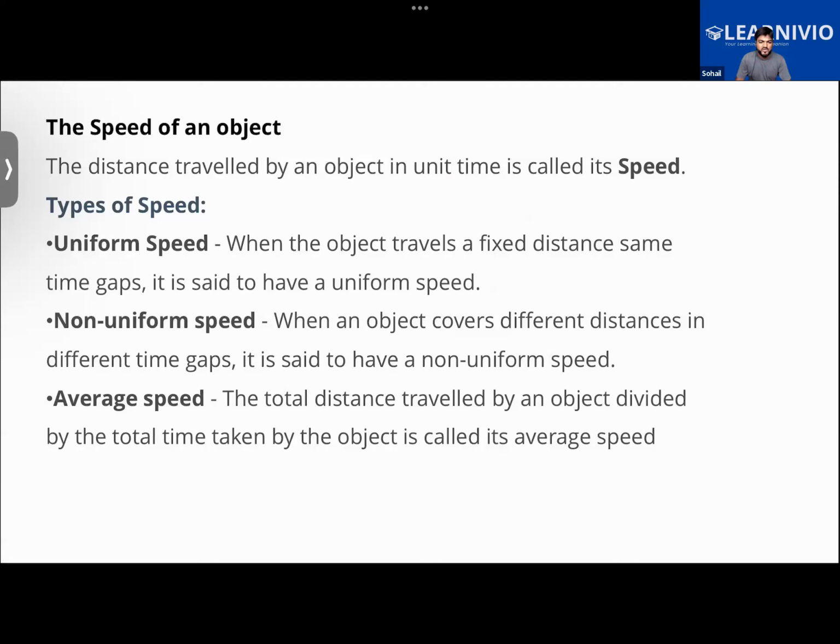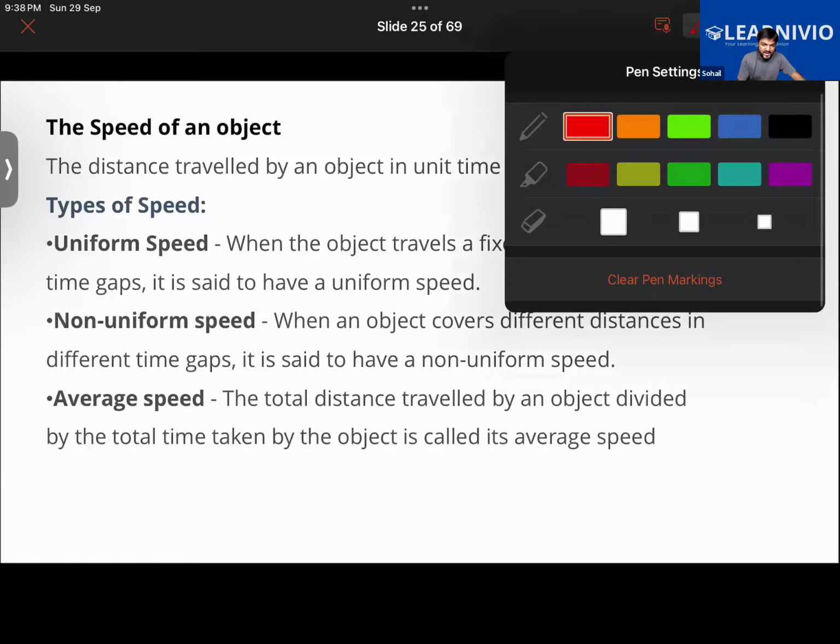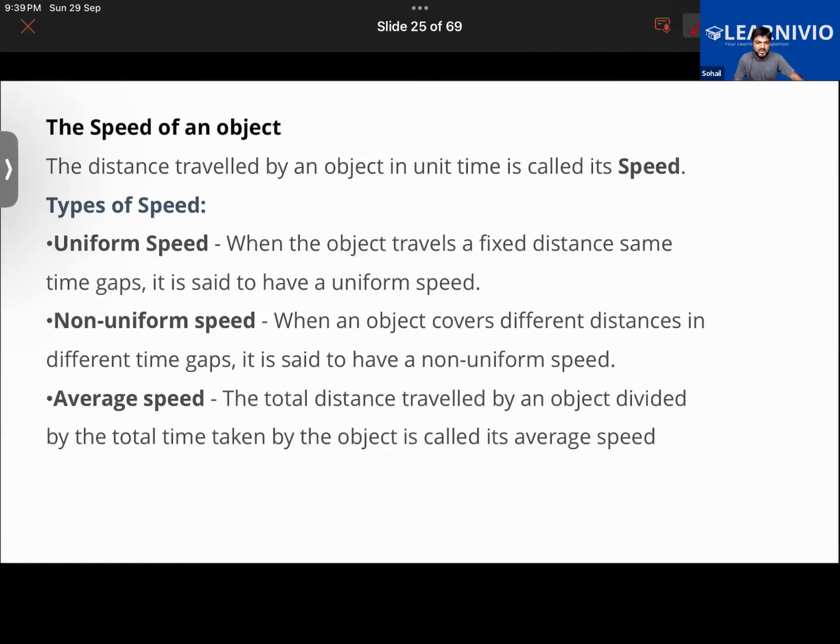Talking about the types of speed. We have learned what speed is. The distance traveled by an object in a given unit period of time is called speed. That's how we define speed. That's why we say a vehicle is moving with a speed of 90 kilometer per hour, or 120 kilometer per hour. So 120 kilometer per hour means that in 1 hour, a distance of 120 kilometer has been covered.